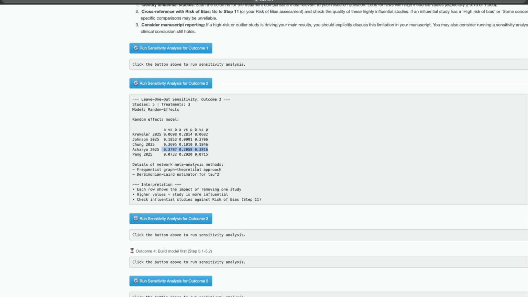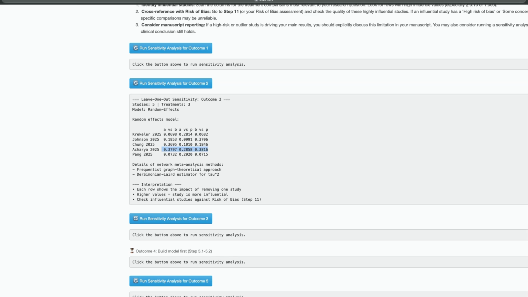Third, consider running a sensitivity analysis where you exclude the highly influential studies and see if your overall conclusions change. If the results remain similar, your findings are robust. If they change dramatically, you need to be very cautious in your interpretation. Remember, finding influential studies is not necessarily a problem. It's actually helpful information. It tells you which studies are driving your results and where you should focus your quality assessment and discussion.